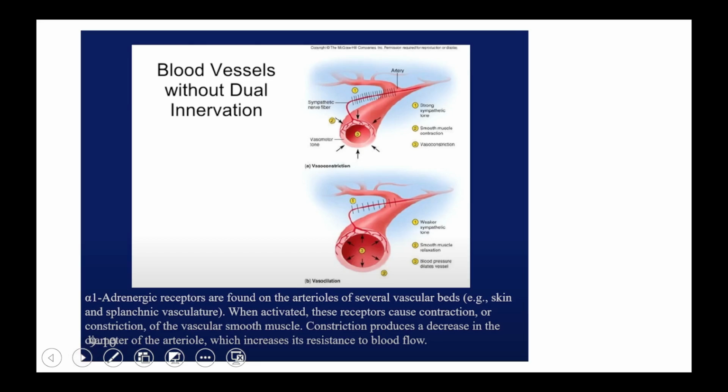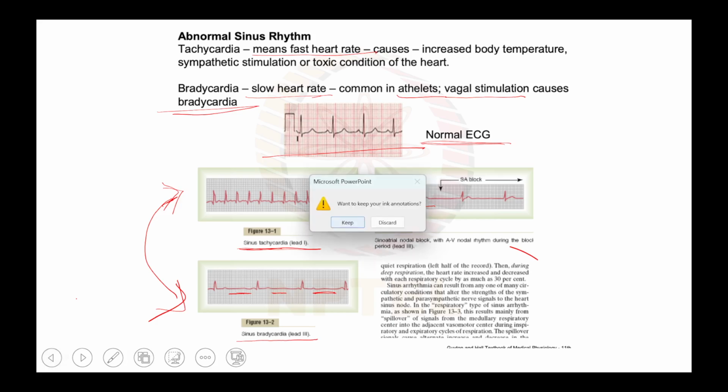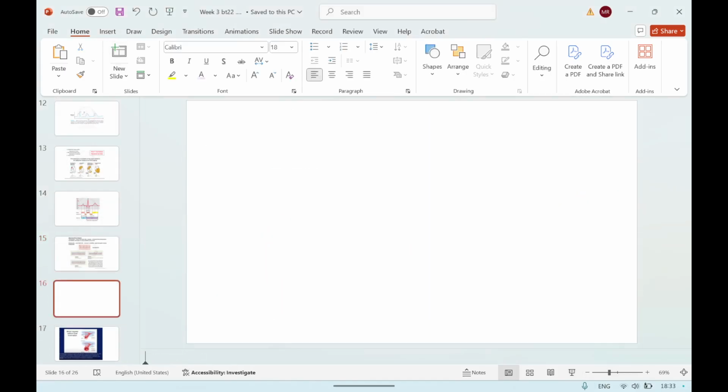Okay, so this is blood vessels' dual innervation. Before that, let's talk about arteries and veins. So this is a blood artery and this is a blood vein.